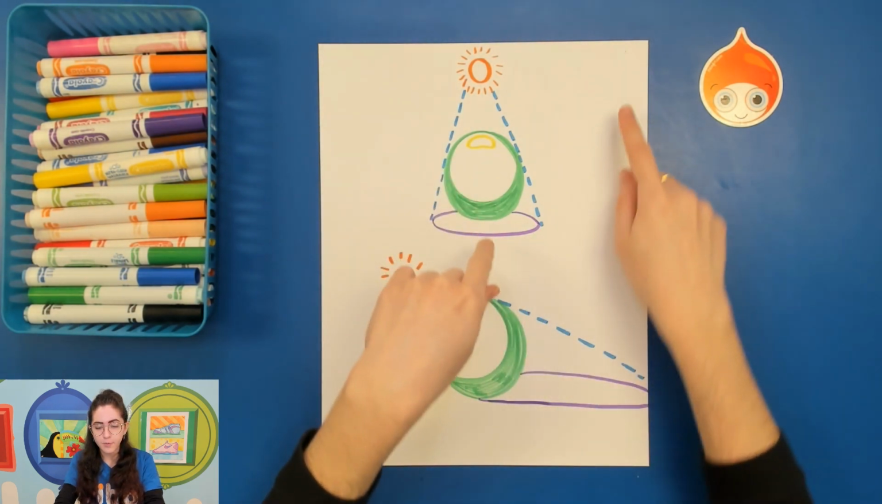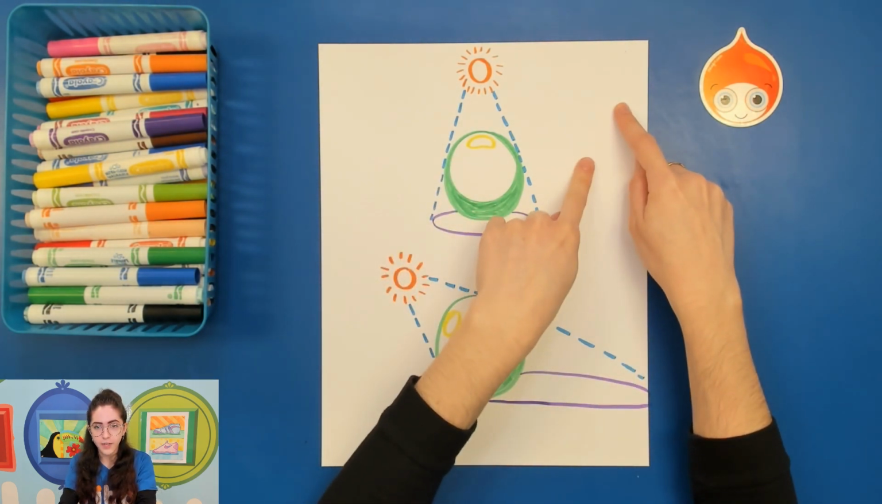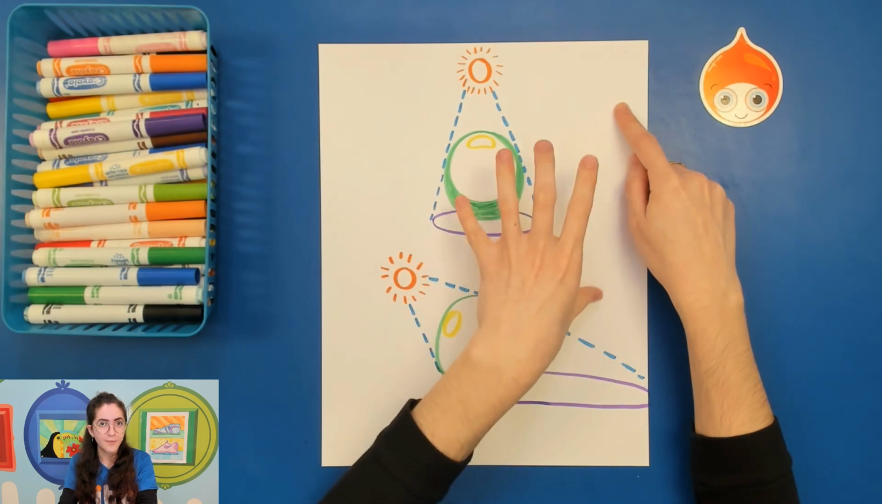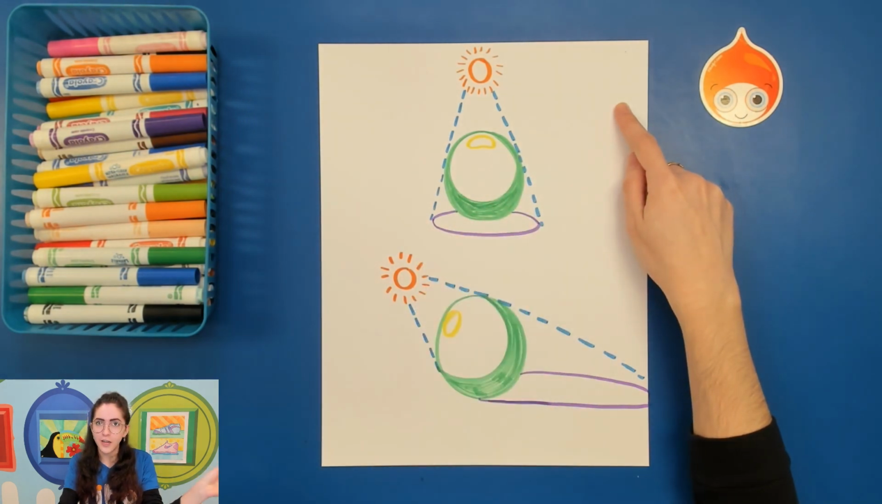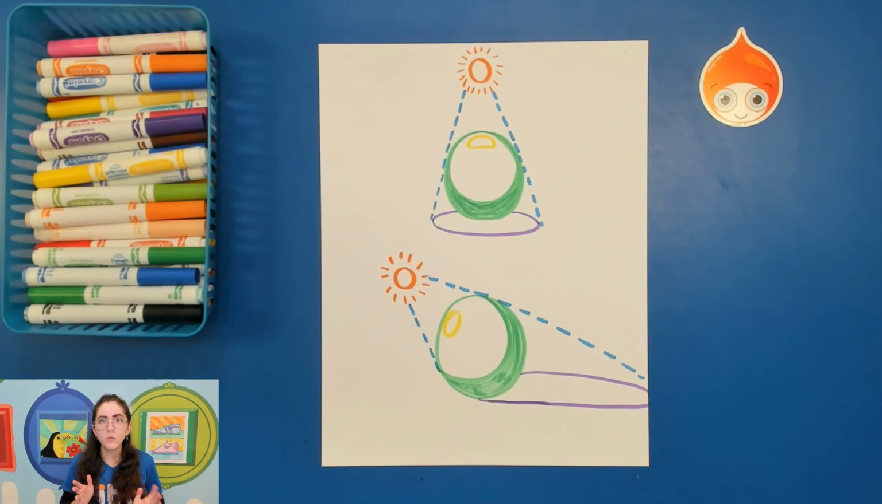So if the sun, for example, was over here and our object was over here, the shadow would be on the left side and it would cast a shadow on the left. You could make a whole chart showing how the sun and the shadows, how the light source and the shadows, will change in relationship to each other.